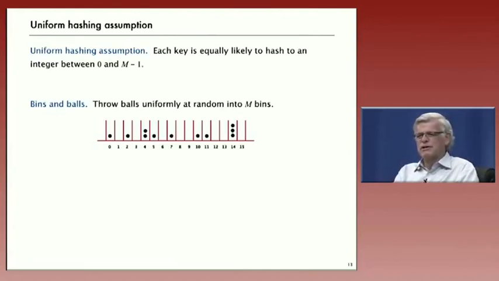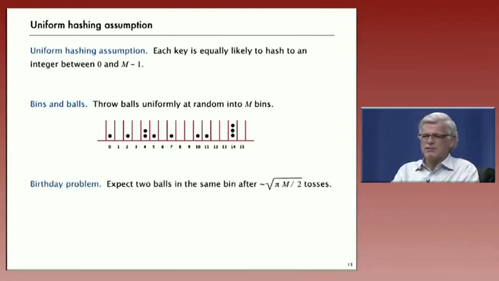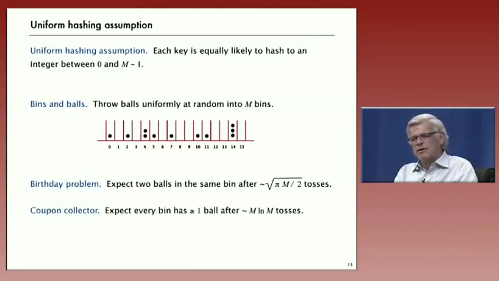And these things are studied in classical combinatoric analysis. For example, there's the birthday problem, which asks how many balls do you throw before you find two hitting the same bin? When do you get the first collision? And the answer to that is about square root of pi m over 2. When do all the bins fill up? Well, that's called the coupon collector problem. After about m natural log m tosses, every bin has at least one ball.